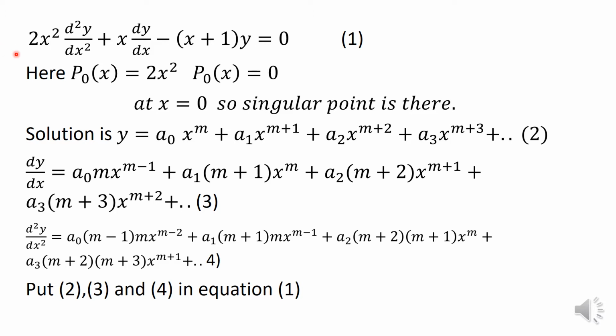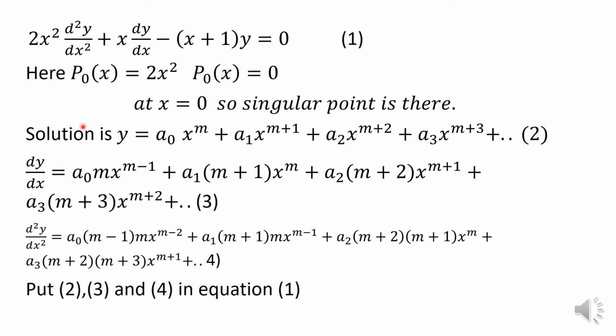Now here you can say this is basically p naught x, that is equal to 2x square, right? Because no point is given, we assume that it is x equal to 0. So p naught x will be 2 into 0 square, that is 0. Because it is 0, p naught x equal to 0 means it is a singular point. Now if the point is singular, then the type of solution of the differential equation will be y is equal to a naught x to the power m plus a1 x to the power m plus 1 plus a2 x to the power m plus 2 and so on.